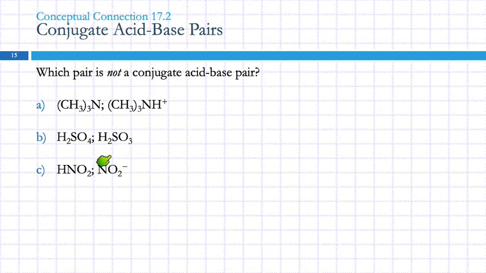How about this one? What's the difference between these two? An oxygen. This one has 4 oxygens, this one has 3 oxygens. Is that a conjugate acid-base pair? No, because we're looking at hydrogens, not oxygens. Is this an acid? Yeah. Is this an acid? Yes, they're both acids, right? But they're not a conjugate acid-base pair. How about the last one? Conjugate acid-base pair? Yeah. This has the hydrogen, this does not. You see how it works?